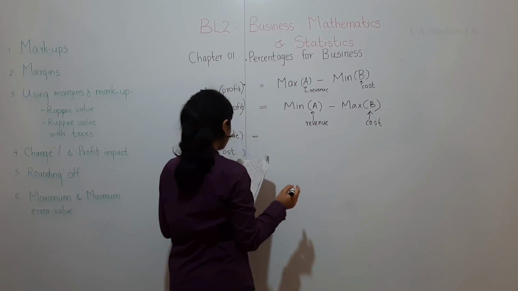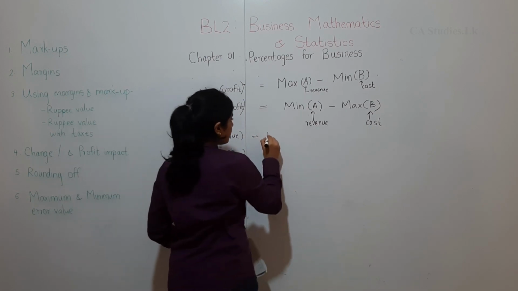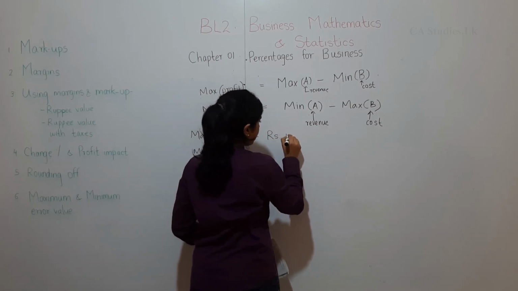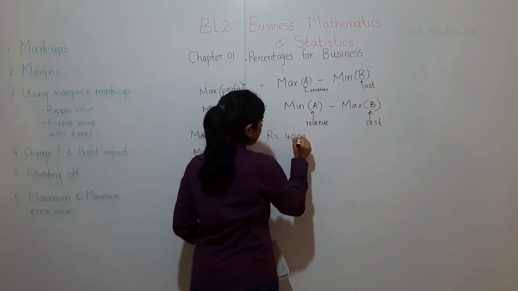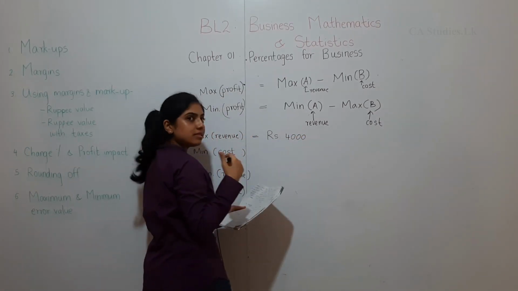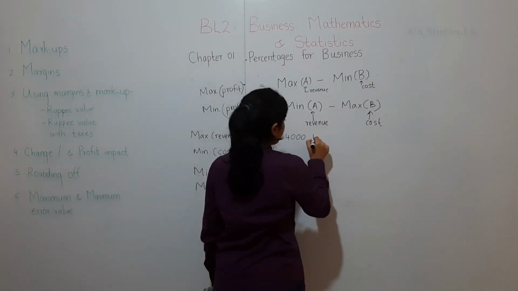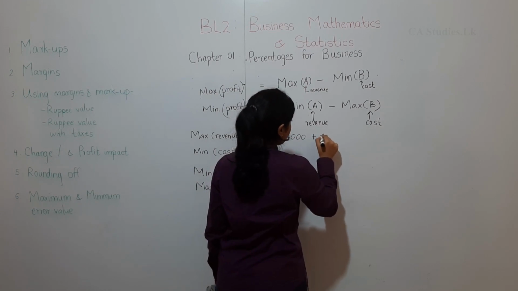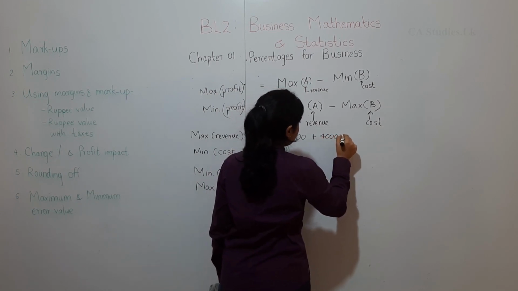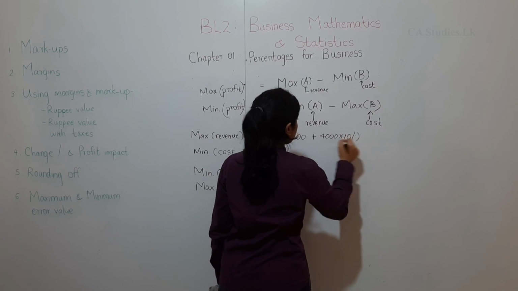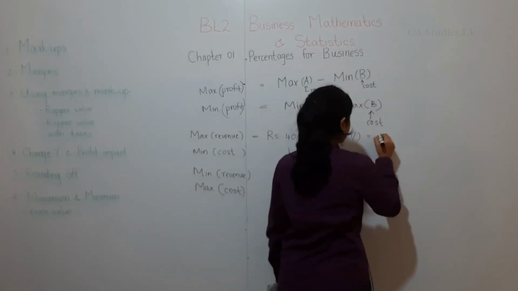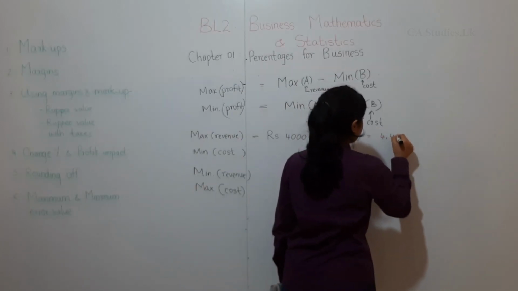Maximum revenue is, they gave us rupees 4,000. So maximum error they gave is plus 10%. So 4,000 plus 4,000 into 10% is 4,400. Okay.